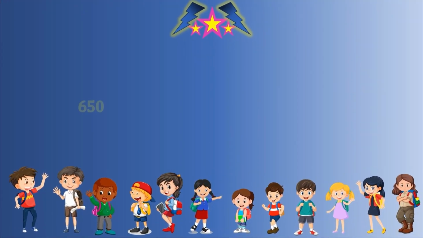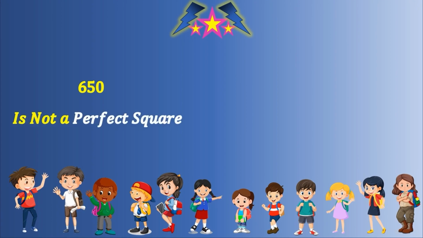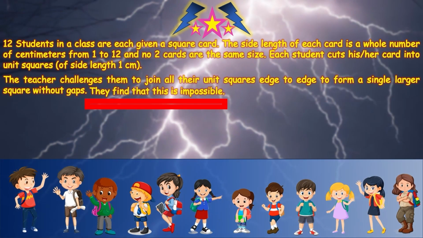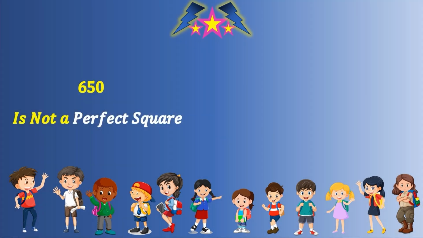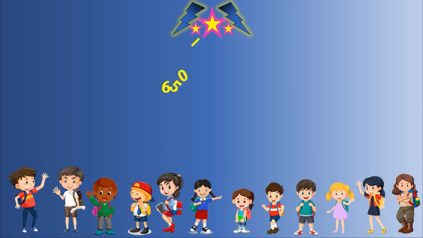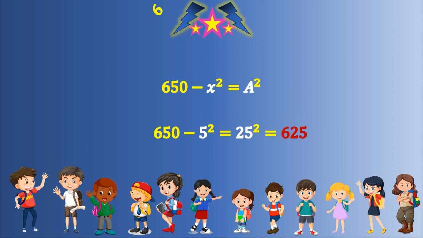Now, 650 is not a perfect square. Because of this, they realized they couldn't make a larger square. So we should subtract a square number to reach another square number. Therefore, we can write these two equations through trial and error.